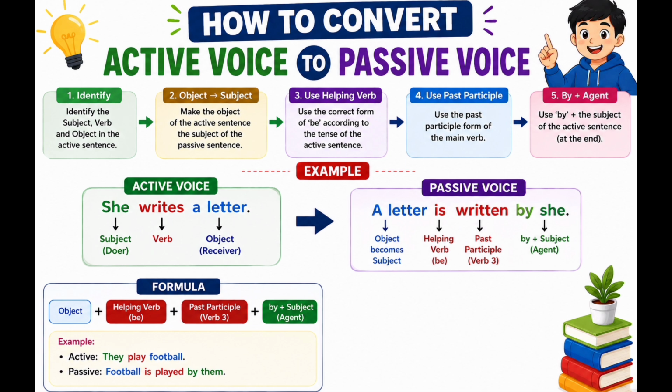Now what will be the formula? The formula will become like this: object plus helping verb plus past participle, that is the third form of the verb, and then plus by plus subject or the agent. For example, they play football. In passive it will become like this: football is played by them. Now let's see other examples also.